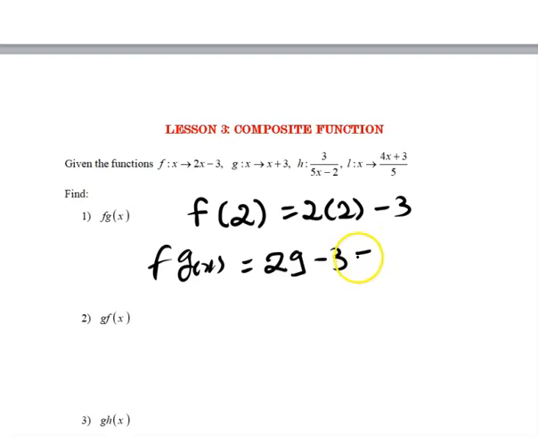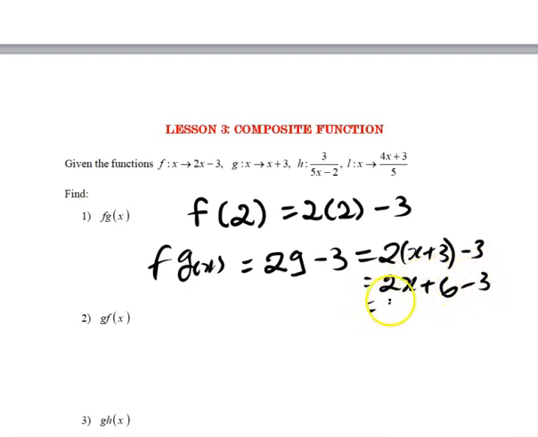Okay? Take g, you replace wherever you see x in f, which gives us, now what is g? g is x plus 3. So I say 2 brackets x plus 3 minus 3. When I expand, I have 2x plus 6 minus 3, which is 2x plus 3.